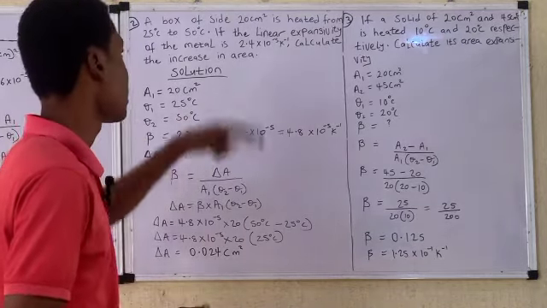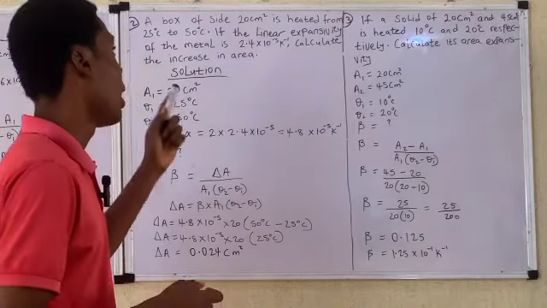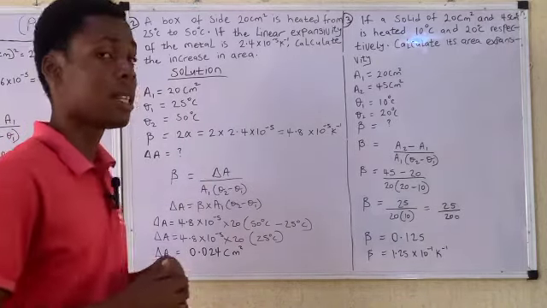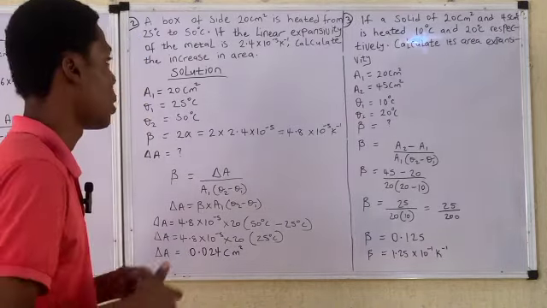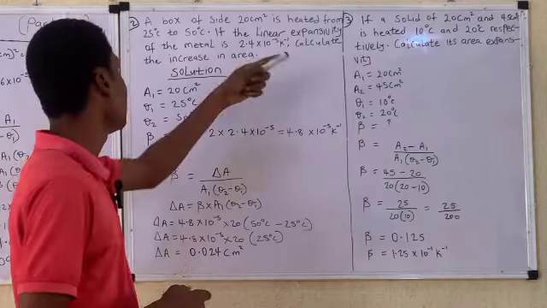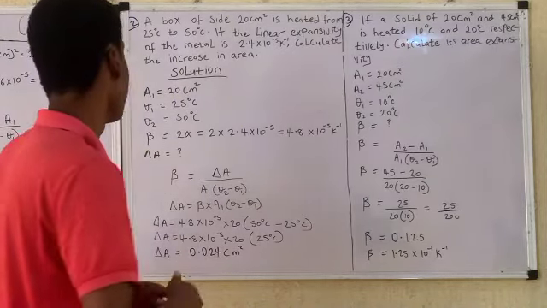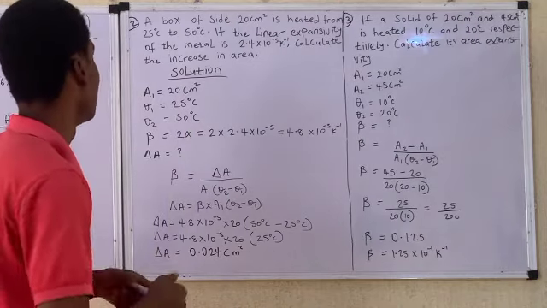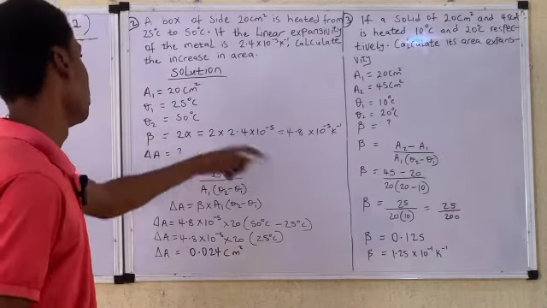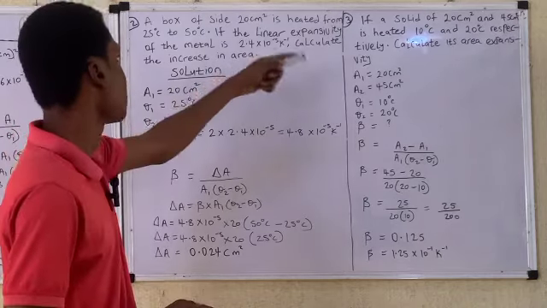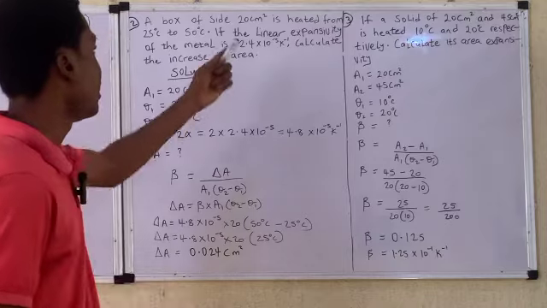A box of size 20 centimeter, we know that our 20 centimeter is our area. So our first area, we bring the area here, which is also known as our initial area. So it's heated from 25 degrees Celsius. We take our 25 degrees Celsius to be our first theta, which we have here. Then our 50 degrees Celsius, we take it to be our second theta, which we have here. Then they said if the linear expansivity of the metal is 2.4 times 10 raised to power minus 5. So this is our linear expansivity.